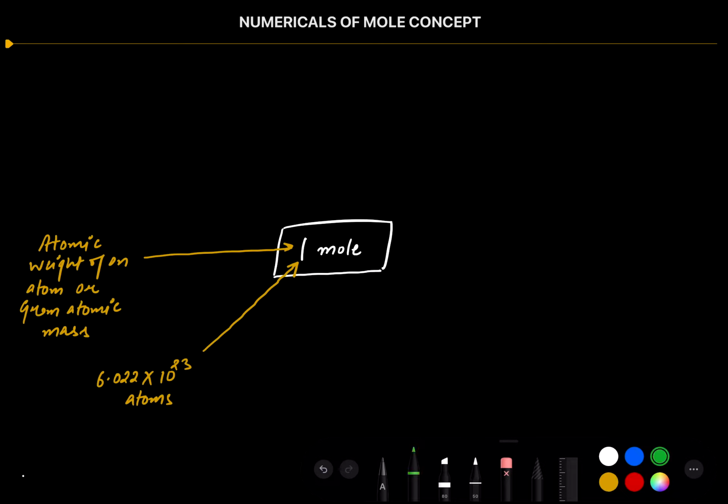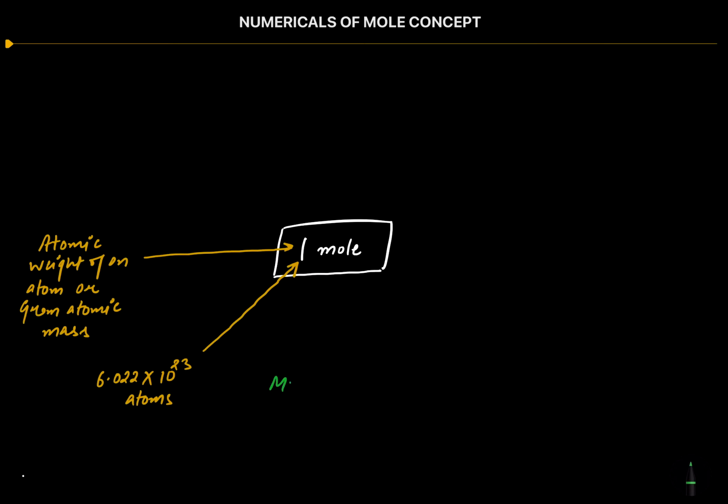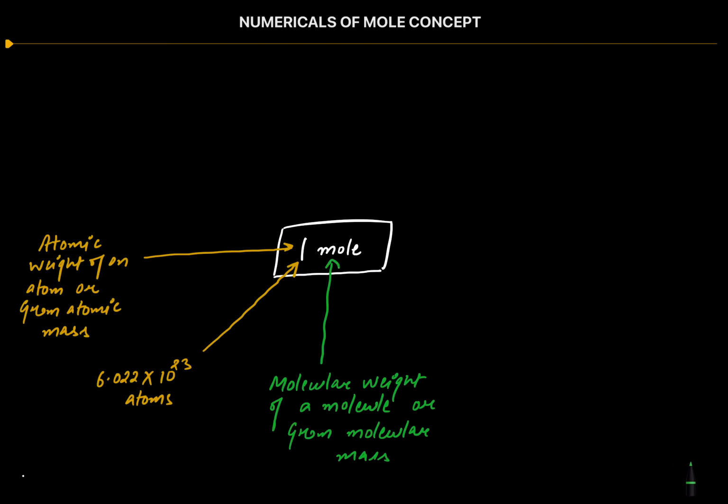The next is molecular weight of a molecule, or gram molecular mass, is called 1 mole, and 6.022 into 10 raised to power 23 molecules of any compound is called 1 mole.